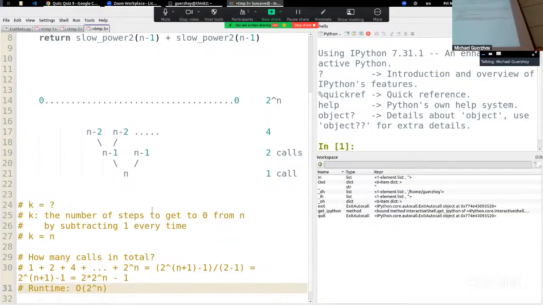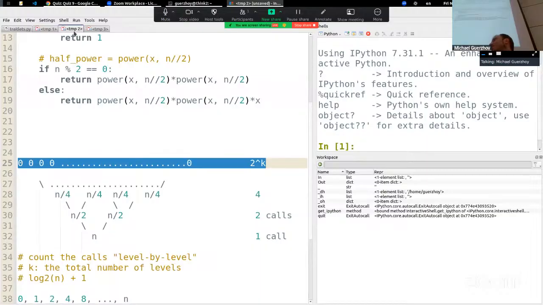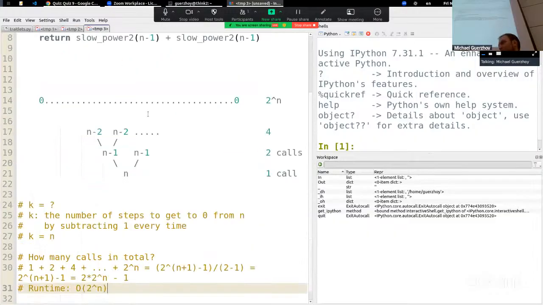All right, so not super fast. So note that superficially, this seems like the same kind of shape, but it's a lot more calls, right? The reason it's a lot more calls is there's a lot more levels. So here we go in steps of minus 1. Previously, we went in steps of divided by 2. So that makes a difference between O of n, which is reasonable, and O of 2 to the n, which explodes very fast. Make sense?